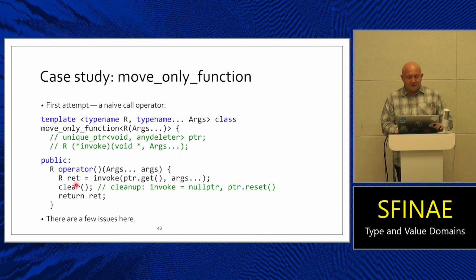So it's just to make things simple and clear. And now what happens next? We call invoke, we get the result. And then we clean up. We clear the pointer and reset invoke to nullptr. That's because our move-only function should only be callable once. The stored callable is move-only, so after the first call we destroy it.